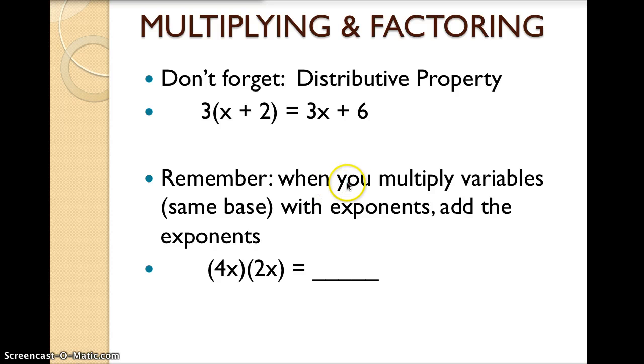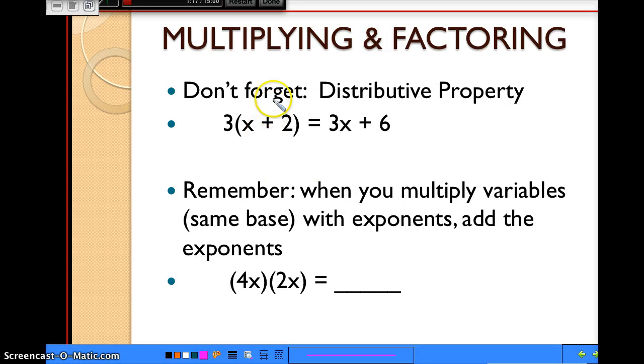All right, multiplying and factoring. Let's not forget the distributive property, which you learned back in middle school. The distributive property is literally distributing the number on the outside that's multiplied through. You're multiplying a monomial of 3 by a binomial of x plus 2. So you have to multiply each of these. 3 times x is 3x, and 3 times 2 is 6. This is called the distributive property.